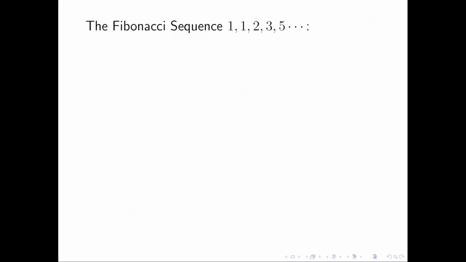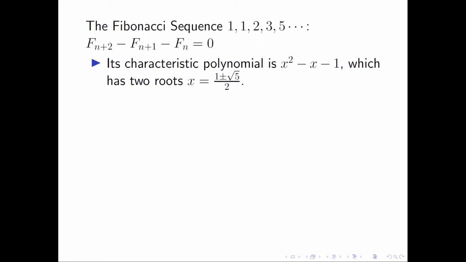And finally, I will derive the closed form formula for the Fibonacci sequence. The linear recursion is f_{n+2} minus f_{n+1} minus f_n equals 0. The coefficients are 1, -1, and -1. So its characteristic polynomial is x squared minus x minus 1, which has two roots, x equals 1 plus or minus square root of 5, divided by 2.